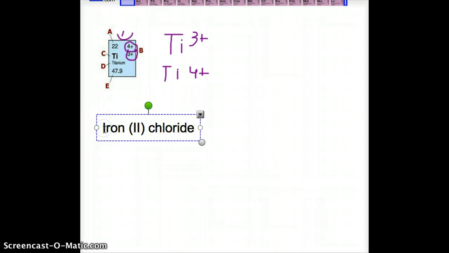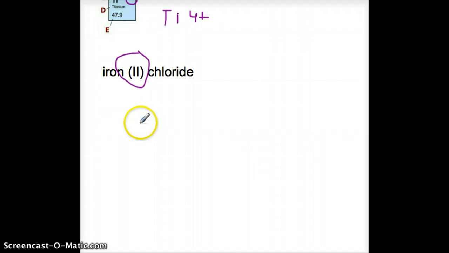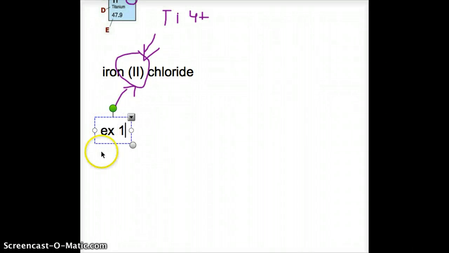And remember, nothing is capitalized when writing out the name of the compound. So when we have iron 2 chloride, we also notice that we have brackets here and Roman numerals. What does this mean? We write the oxidation number, which is right here, as a Roman numeral, and we surround it with brackets. This is only for the metal, which is in this case iron. So let's take an example, and I'll explain it to you guys from there.